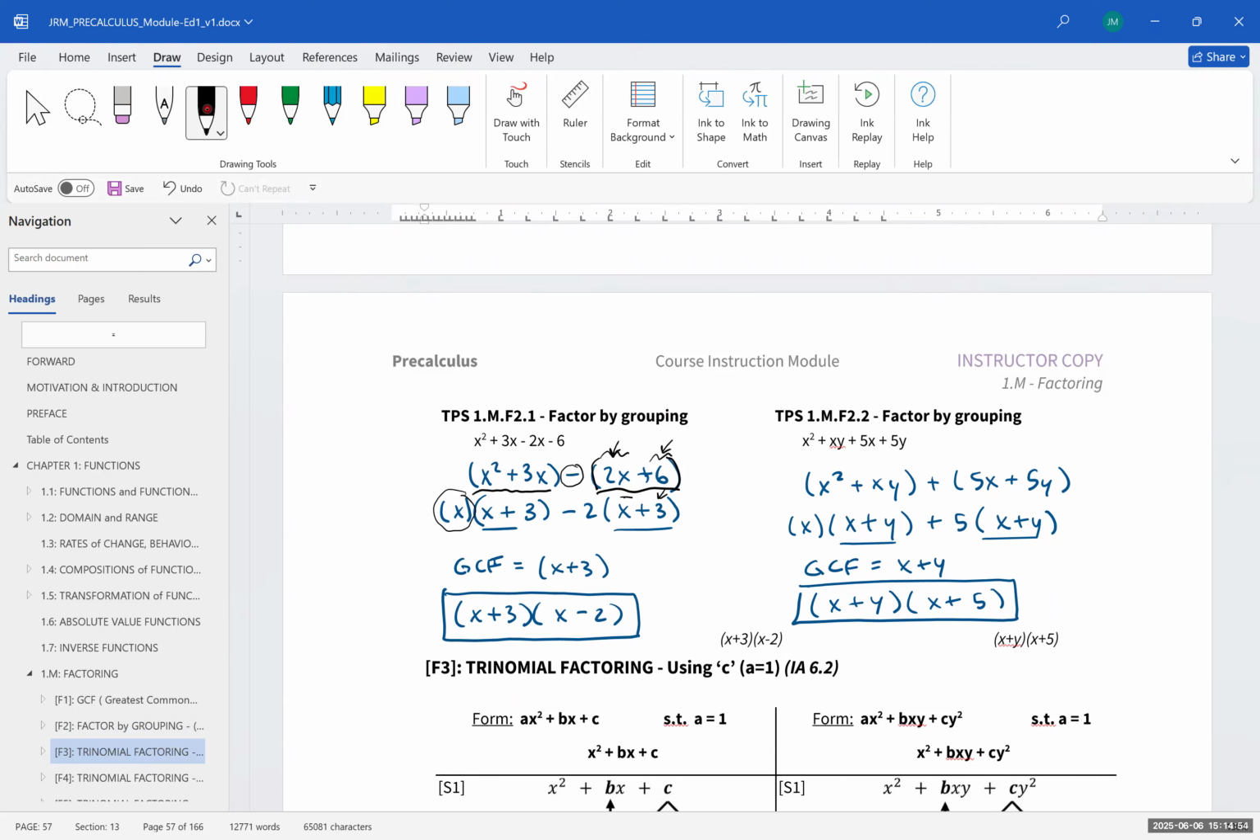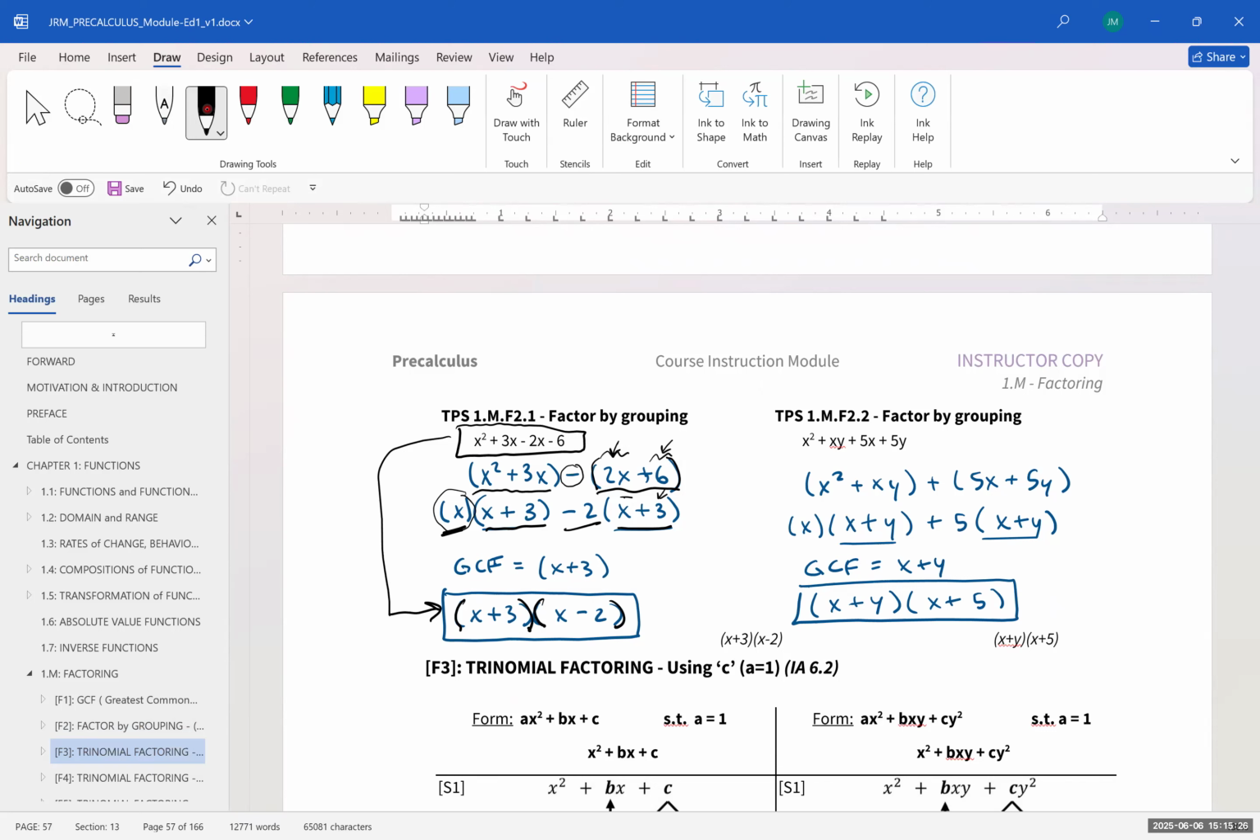Now between these two, we can see that we've got a greatest common factor of x plus 3. And if we factor that x plus 3 out and put it in front, then what we have left is x minus 2. So this expression here can actually be written as a product of those two expressions there.